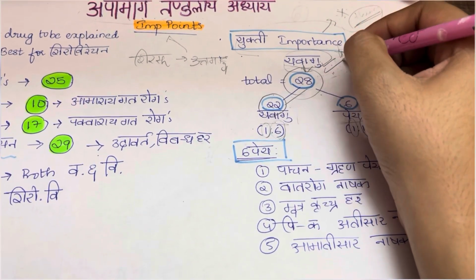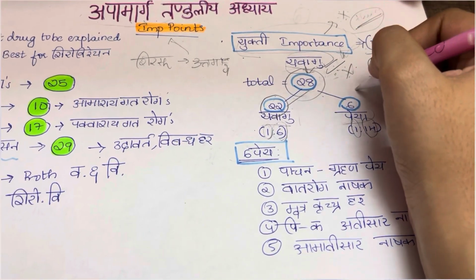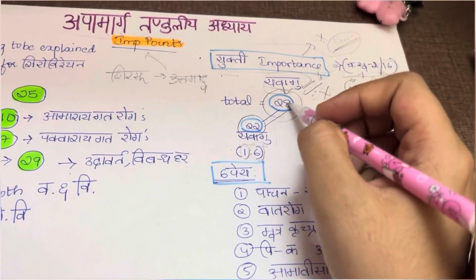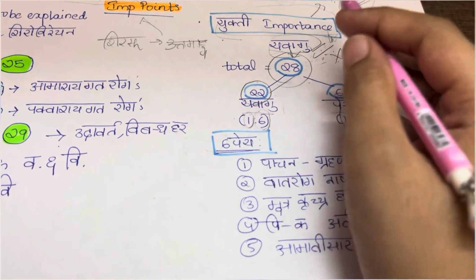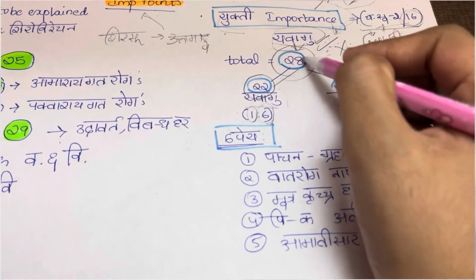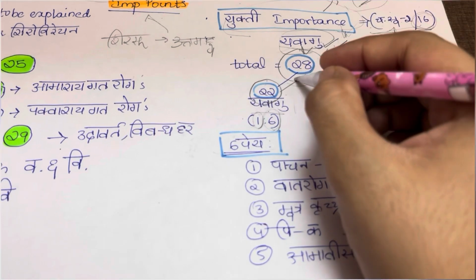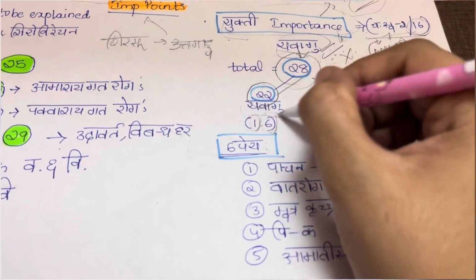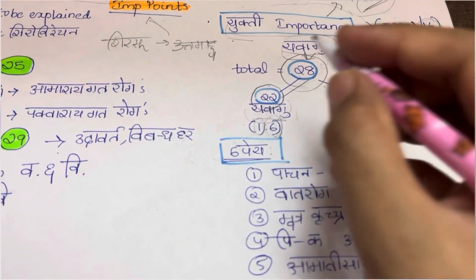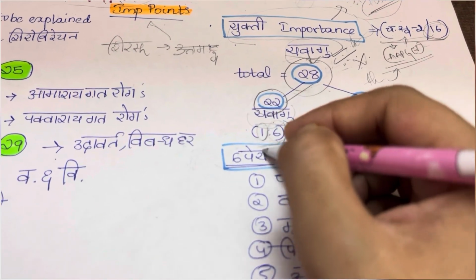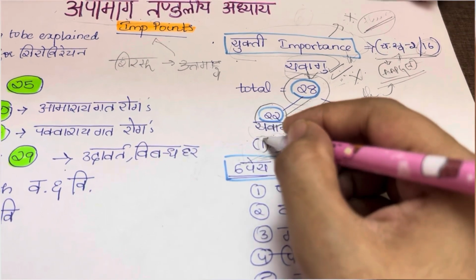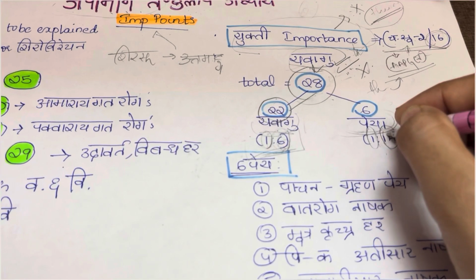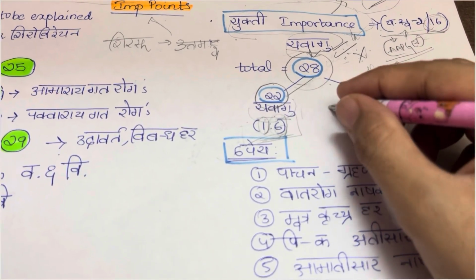Next, coming to Yavagu. This is a very important topic both for your theory as well as for AIAPGET. You have to remember that the total number of Yavagus explained by Acharya Charaka is 28. Among these 28, there are two types. 22 are Yavagu and 6 are Peya. What is Yavagu, what is Peya, you should know. Yavagu is basically the ratio where you add 1 part of dhanya and 6 parts of water. But Peya is 1:14 of the same. These things you have to remember.